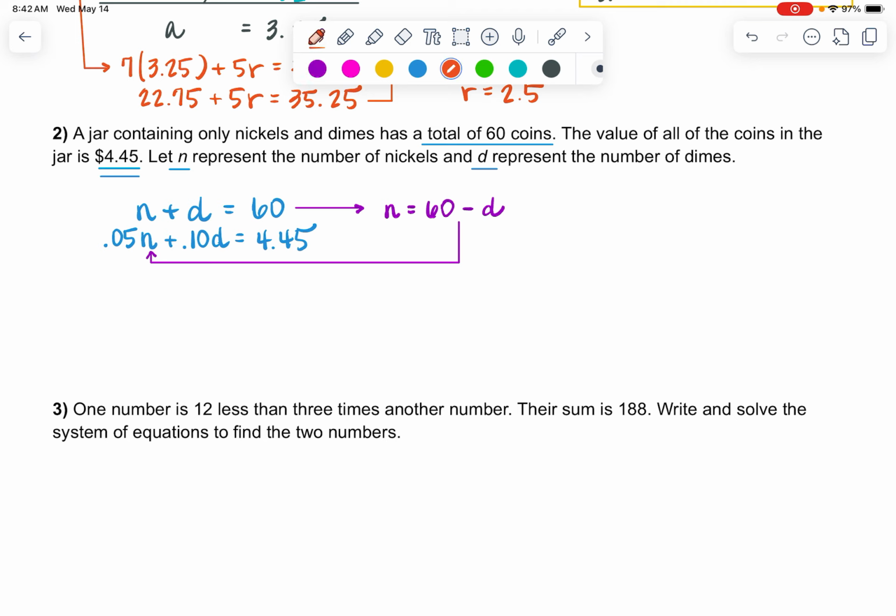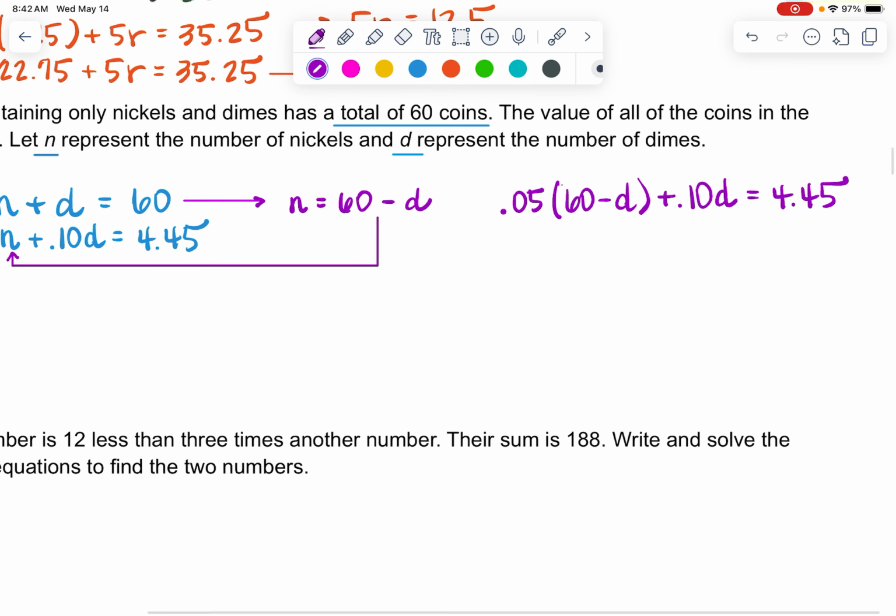I'll change color. So 0.05 times N, but I'm not going to write N. I'm going to write 60 minus D, and then plus 0.10 or 10 cents D equals 4.45. So I just rewrote that bottom equation and I substituted 60 minus D. And again, you don't have to do it this way. I'm just trying to give us a little variety.